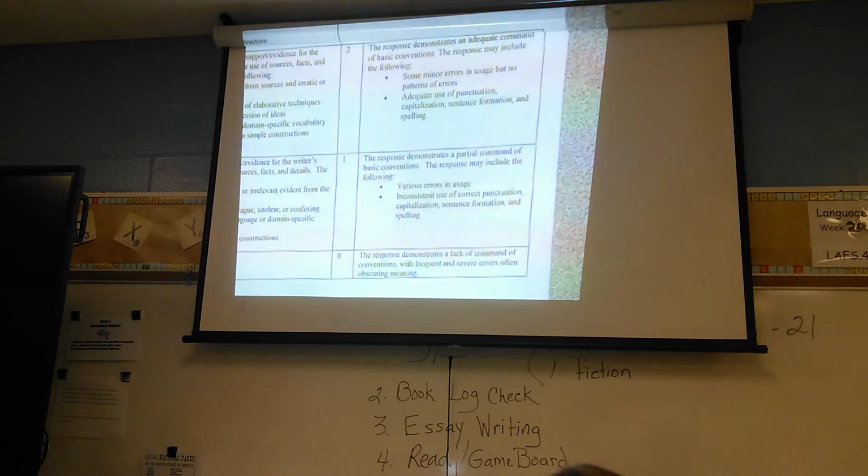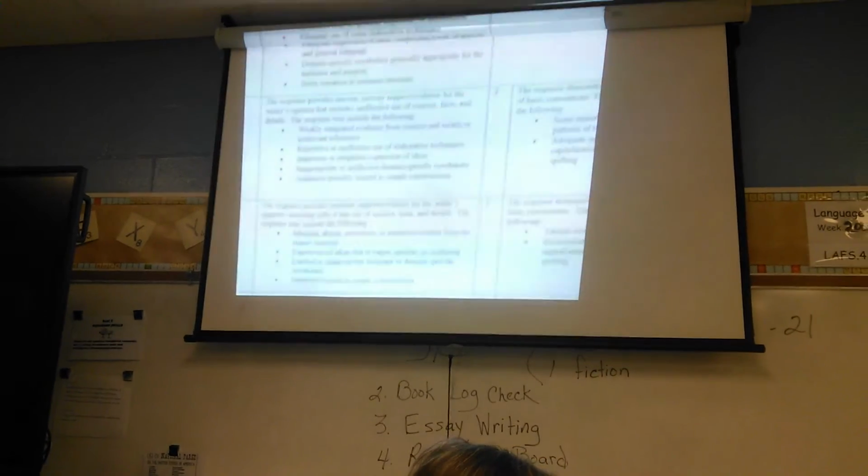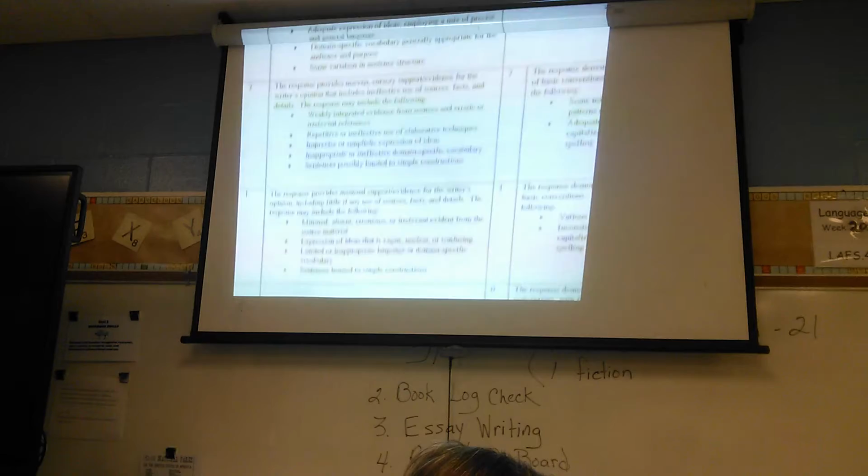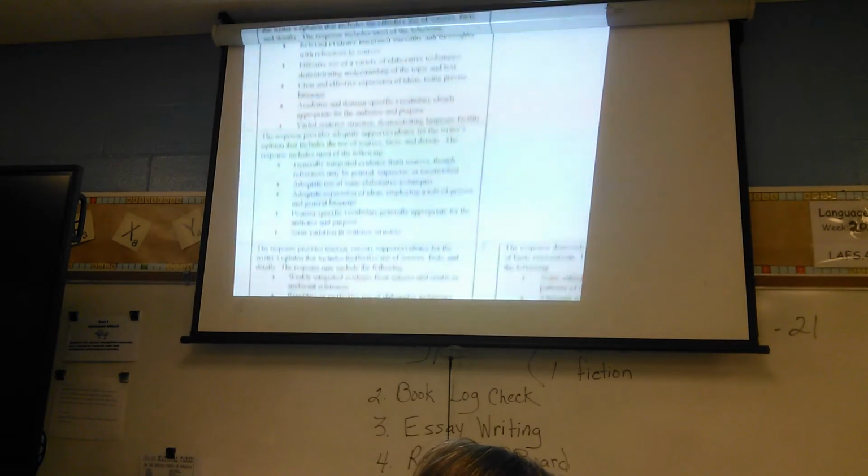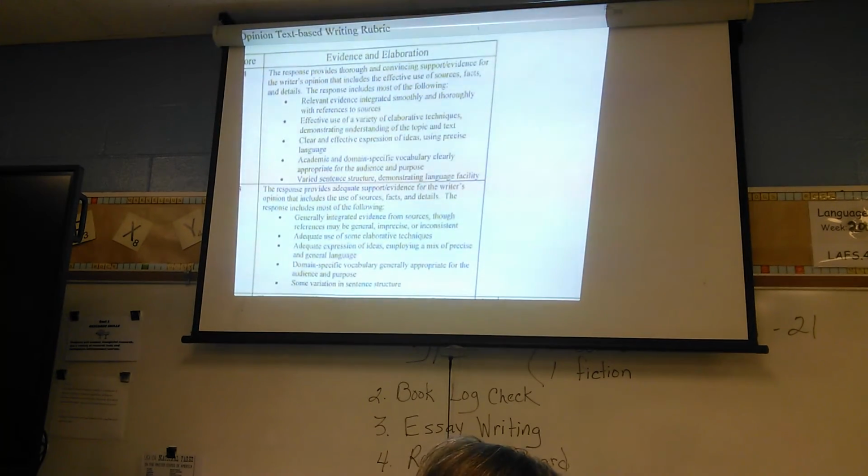Okay, let's move over. We're going to move a little bit to the right. We're going to start at the top here for this one. All right. So we have the category of language use and conventions, and now we have the category of evidence and elaboration. 4 points. You can earn 4 points in your evidence and elaboration.